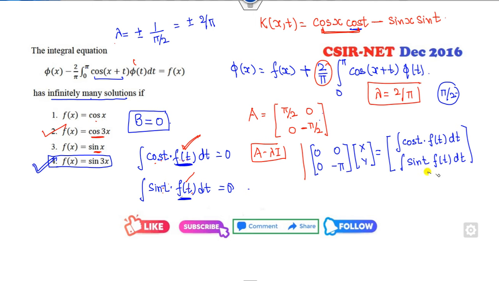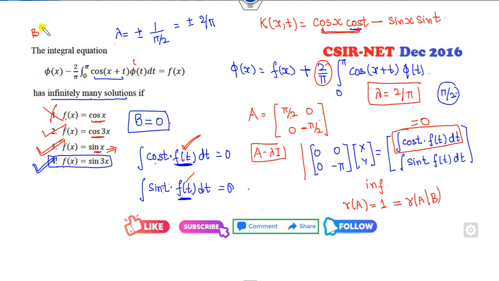Now, this system has infinitely many solutions when the rank of A, in this case 1, must be equal to the rank of the augmented matrix A|B. In this case the rank of A|B will be 1 when this number is 0. So look at the options. You need to check only, because the second, third and fourth we already accepted: if you take sin x, by the orthogonal property it is 0, the rank is 1. Cos and sin is non-zero, so this option is cancelled. B, C, D are the right answers of the problem.